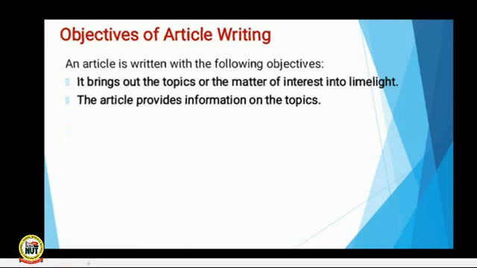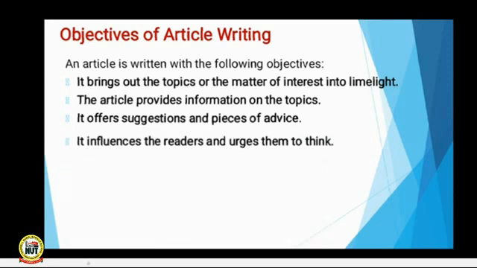Next objective, the article provides information on the topics. Yes, this is very straightforward. Your article should provide information on the topics so that people will have clearer views on that topic. It offers suggestions and pieces of advice. Your article is not just meant to pass across information, but at a point you also have to give or recommend ways out, suggestions, recommendations, and even advice, all depending on what the subject you are writing on.